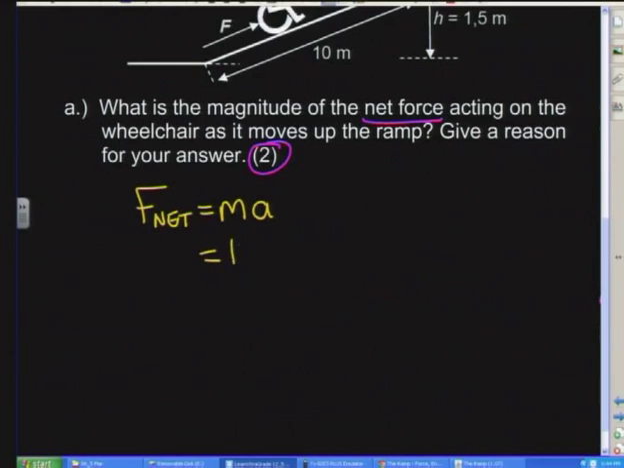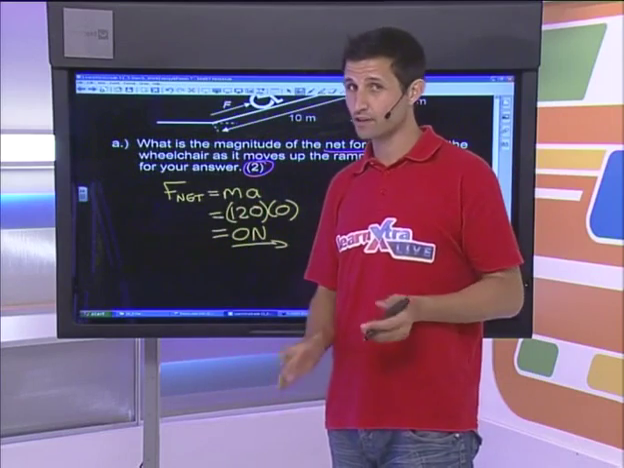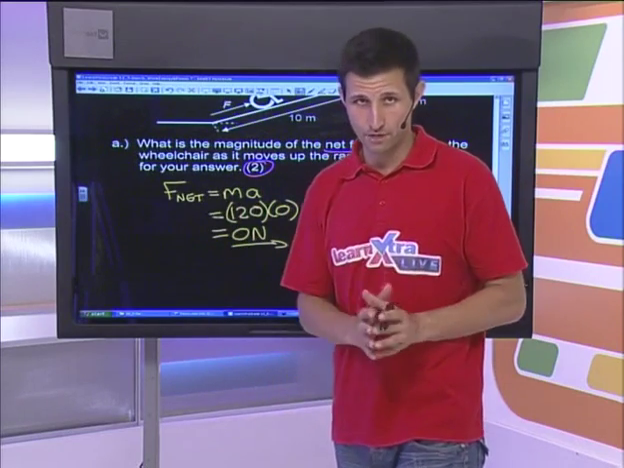Well, we know that his mass with the wheelchair is 120 times an acceleration of 0, because there's constant velocity. That's still equal to 0 newtons. So all the forces added up on this guy add up to 0 newtons. Now, guys, that is equilibrium.